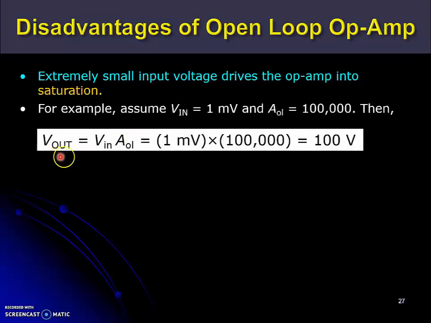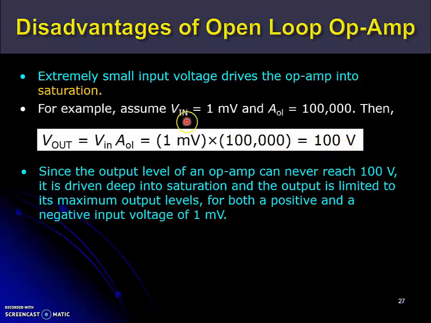The output voltage may be equal to 1 mV times 100,000, and that is equal to 100 volts. However, the maximum rating of the supply voltage of a typical op-amp is much less than 100 volts. That's why, even if the input voltage is only 1 mV, it can drive the output into deep saturation.